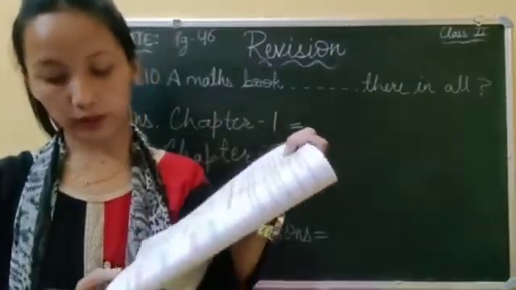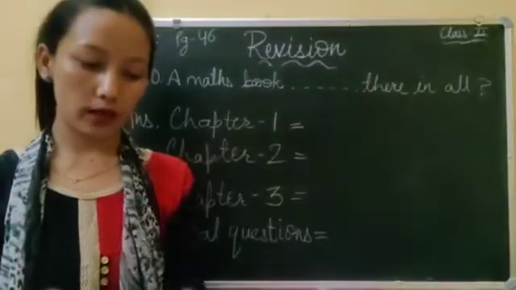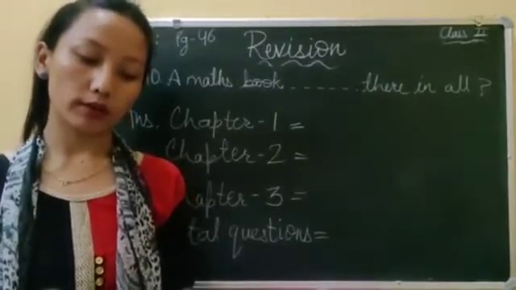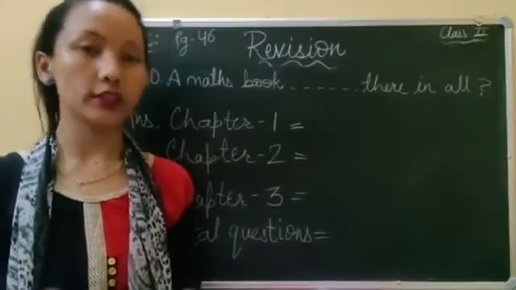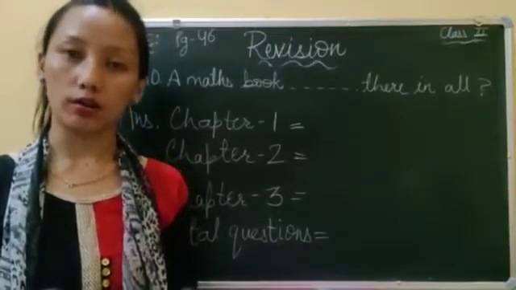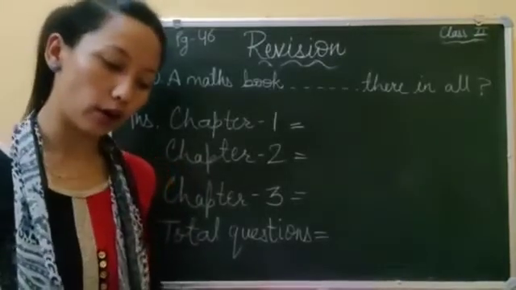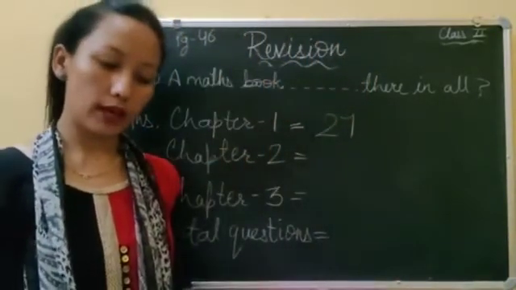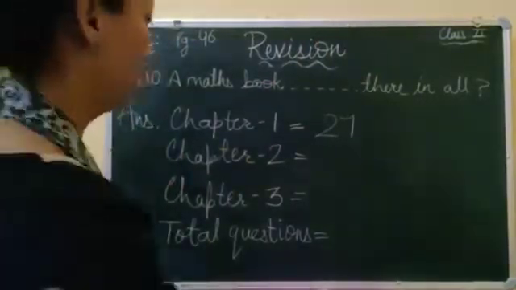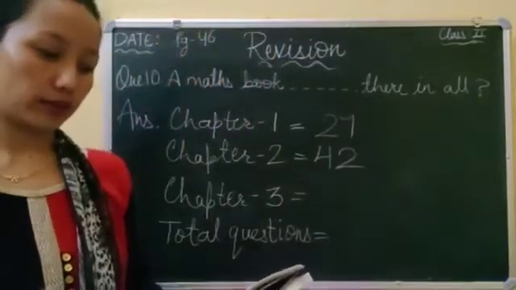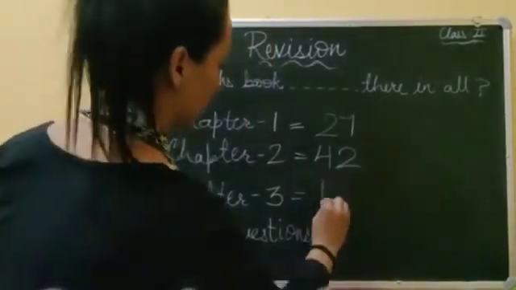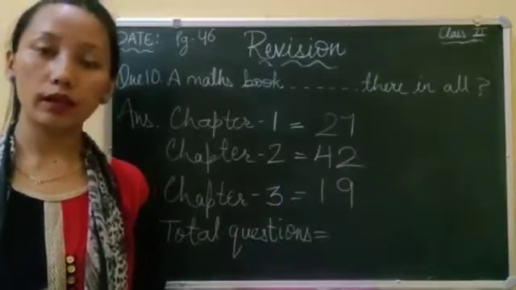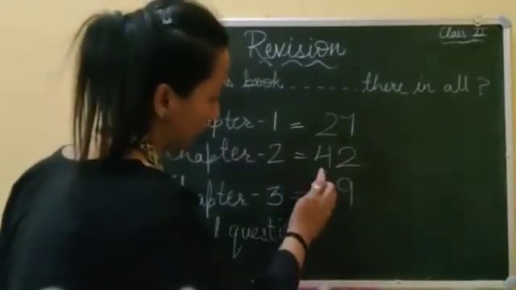Okay. Students, on page number 46, question number 10 says a maths book has 27 questions in chapter 1, 42 questions in chapter 2 and 19 questions in chapter 3. So how many questions are there in all? In chapter 1 we have how many questions? 27. And in chapter 2 we have 42 questions. And in chapter 3 we have 19 questions. So how many questions are there in all? What will you do? We will add them.